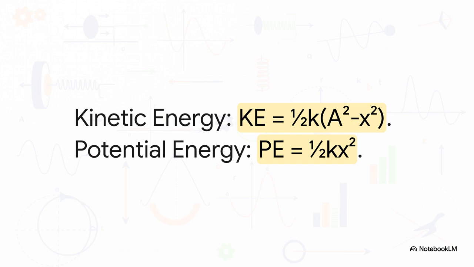You've got kinetic energy, that's your moving energy, which is at its peak right in the middle where it's going fastest. And then you've got potential energy, that's stored up energy, which is maxed out at the ends, right when the object is about to turn around.